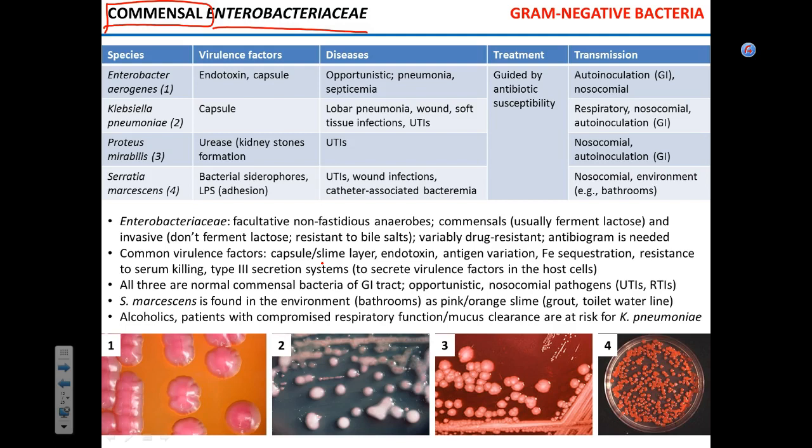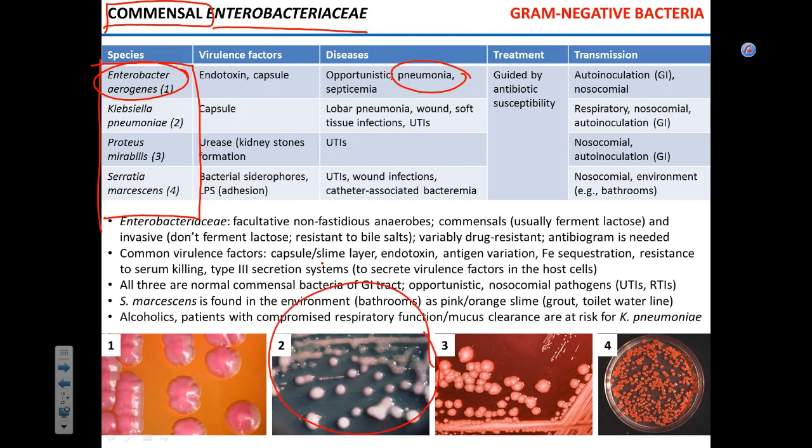But I want to focus your attention on these 4 that can actually be pretty successful opportunistic pathogens. So Enterobacter aerogenes is a common member of the human gut microbiota, and it causes opportunistic pneumonia in hospital settings. They all are nosocomial infections, okay? All commensal Enterobacteriaceae are nosocomial. Am I clear?